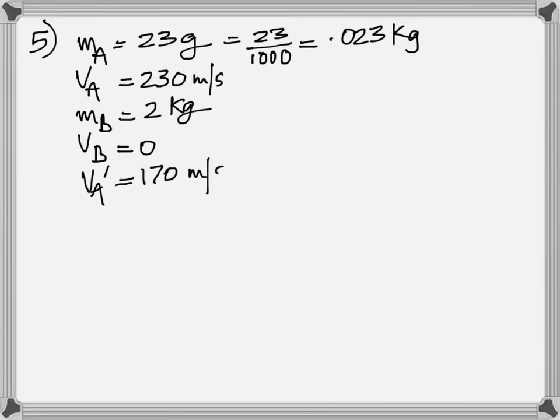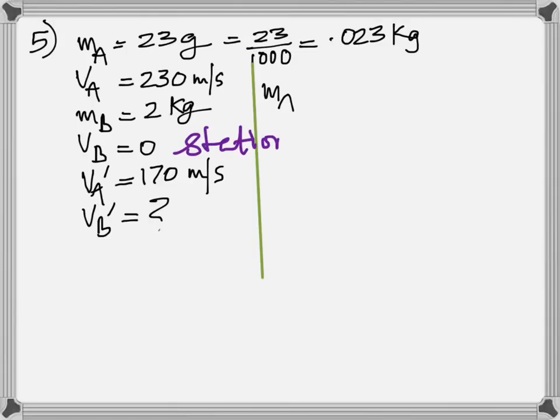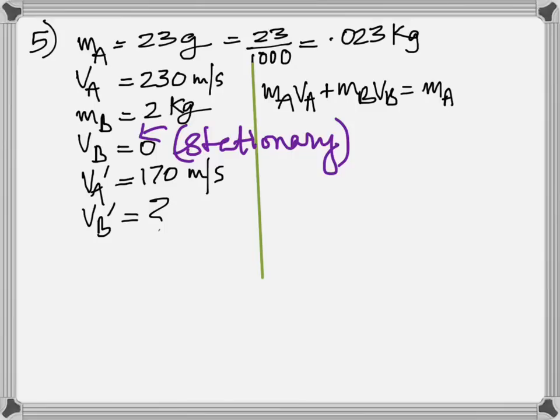Okay. And VA prime, the bullet comes out with a velocity of how much? 170 meter per second. And you have to find VB prime. So use the principle of conservation of momentum. MAVA plus MBVB is equal to MAVA prime plus MBVB prime.